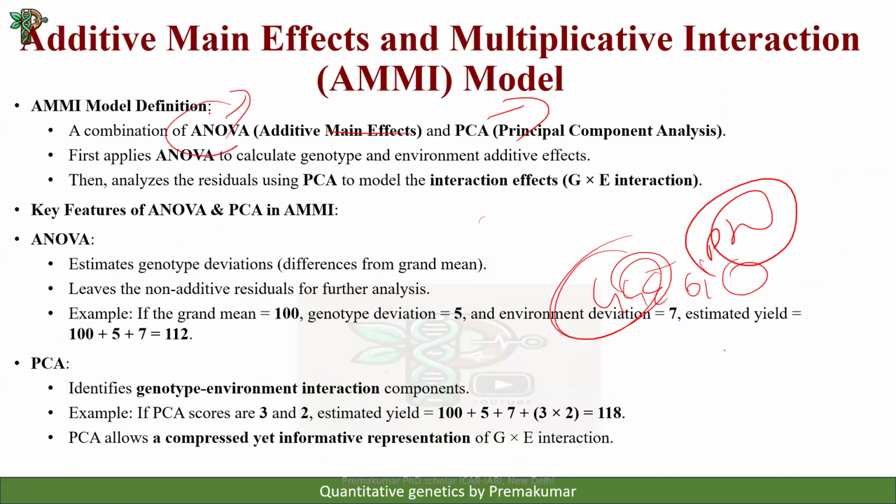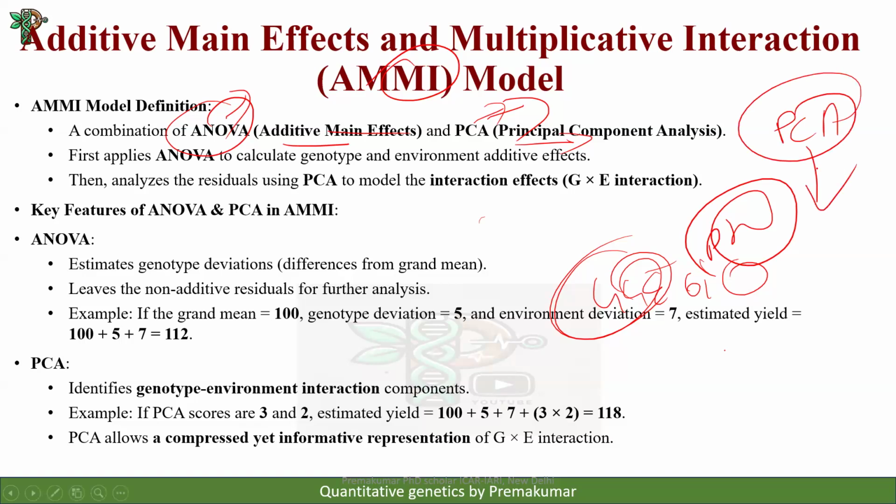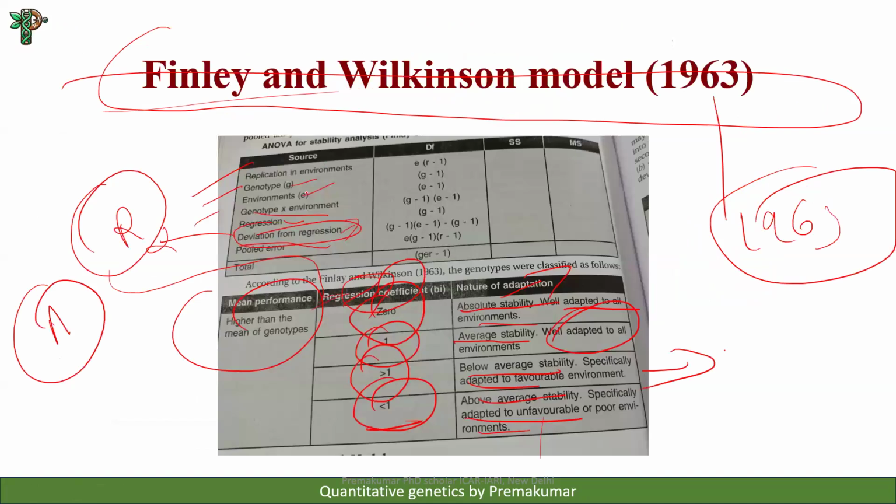ANOVA is regarded as the additive main effect, and PCA is the multiplicative interaction effect. If you know PCA, then you can understand this. I have discussed PCA; if you listen to that class, you can easily interpret this. Here, why do we need ANOVA? It estimates the genotypic deviation, how much genotypic deviation and how much GE interaction. We are clubbing this result with PC analysis.